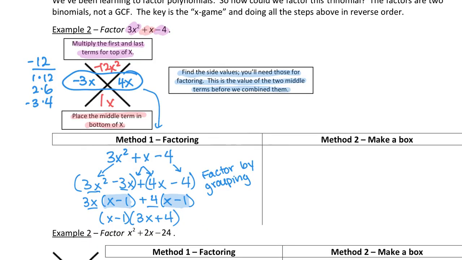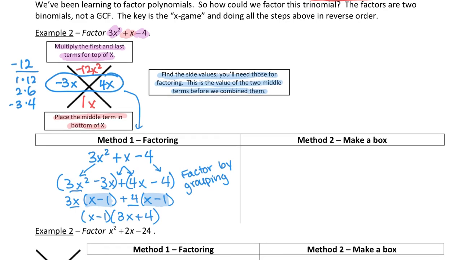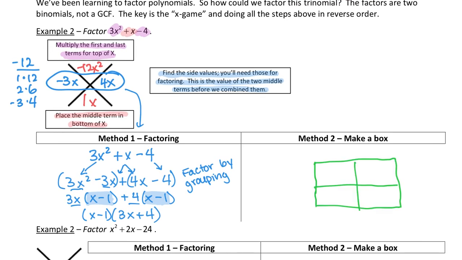All right, so how do we do this whole thing with the box method? With the box method, I'm going to take my 3x squared right here, and that goes in my first square. And my minus 4 is going to go in the last square. And then the values that I found in my x game, that's what I'm going to put into the other two.